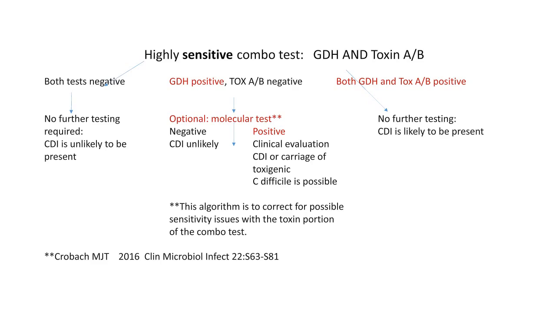you're more likely to have C. difficile infection or carriage of toxigenic C. diff. The reason for the optional center category in this algorithm is to correct for possible sensitivity issues with the toxin portion of the combo test. So if you want possibly ultimate sensitivity, this would be the route that you would take.